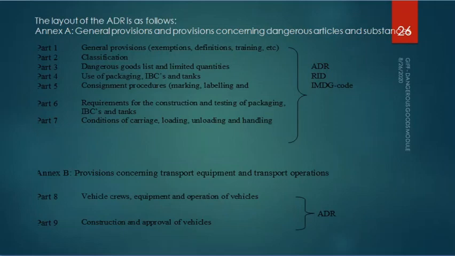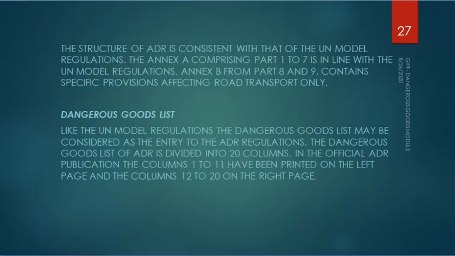Then Annex B talks about provisions concerning transport equipment and transport operations. Part 8: vehicle crew, equipment, and operations of vehicles; construction and approval of vehicles. That is Part 9. So you need to be very conversant with that. The structure of ADR is consistent with the UN model. As I told you, everything is structured along the lines of the UN.